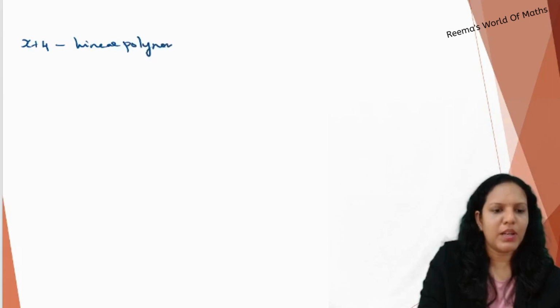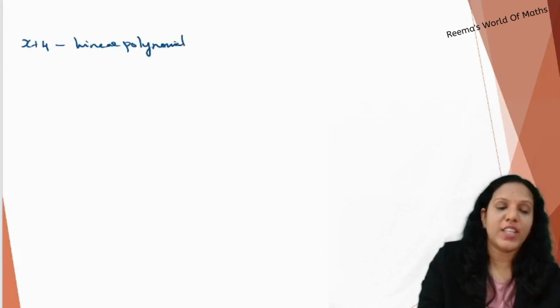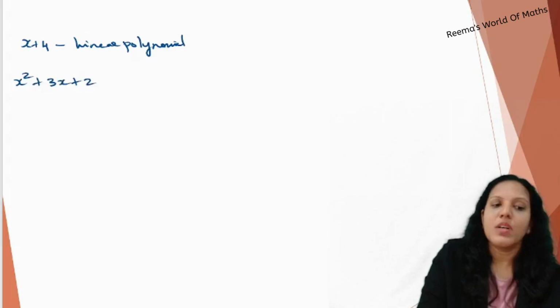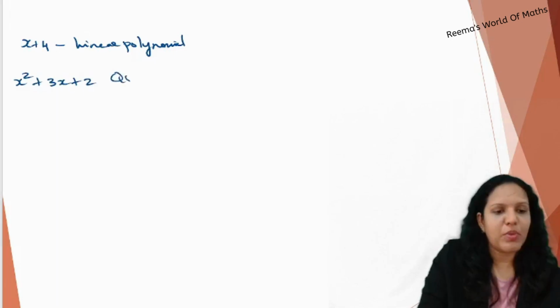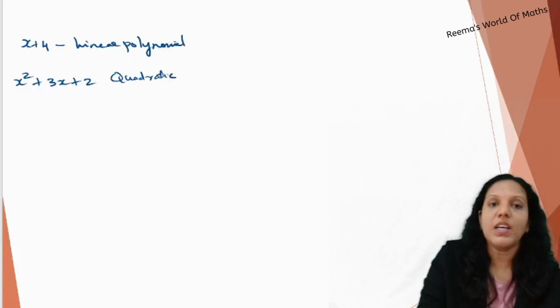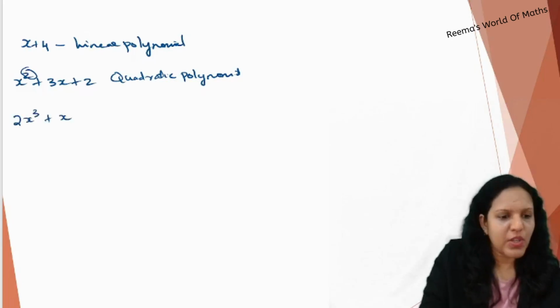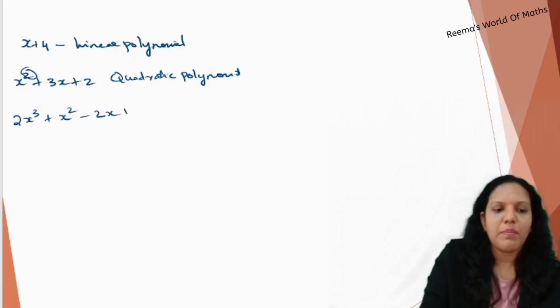So similarly, what is a quadratic polynomial? We have x squared plus 3x plus 2. This is a quadratic polynomial. Why? Because the highest degree of the variable is 2. The highest degree is 2 here. So that is a quadratic polynomial. And we also know what is a cubic polynomial, which will be 2x cubed plus x squared minus 2x plus 5. So this is a cubic polynomial.